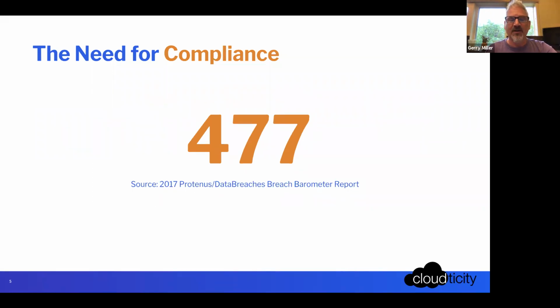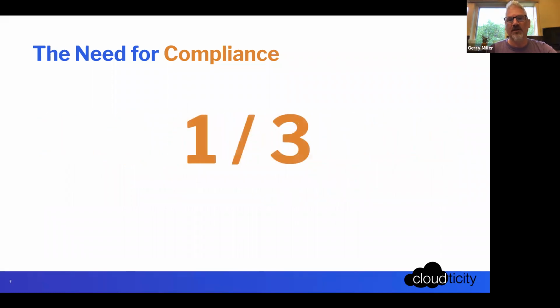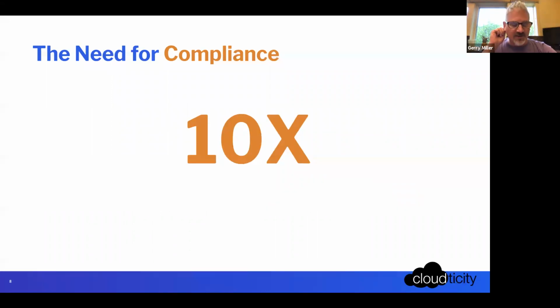So for example, in the year 2017, there were 477 reported HIPAA breaches. 110 million Americans were affected by those breaches, which means 1 out of every 3 in the country had their security and their privacy breached through HIPAA breaches in the year 2017 alone. 3 years later, that's even worse today. One of the main reasons is that health records are extremely valuable on the black market.